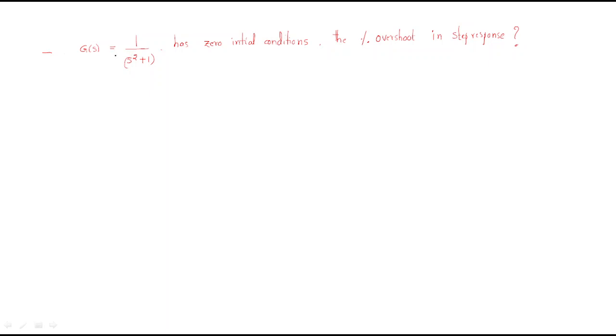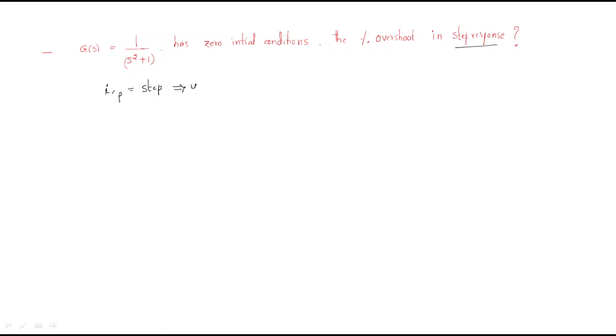Here, the given problem is G(s) equal to 1 by s square plus 1, with zero initial conditions. What is the percentage of overshoot in the step response? How much overshoot is it having? First, generally, it is mentioned here as step response. That means the input is the step input.